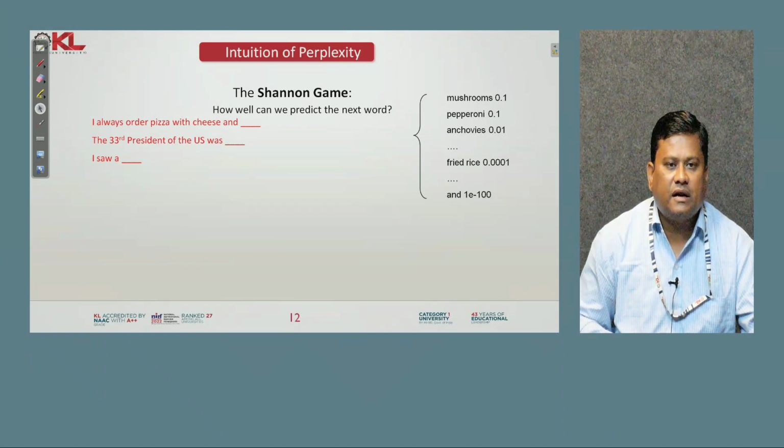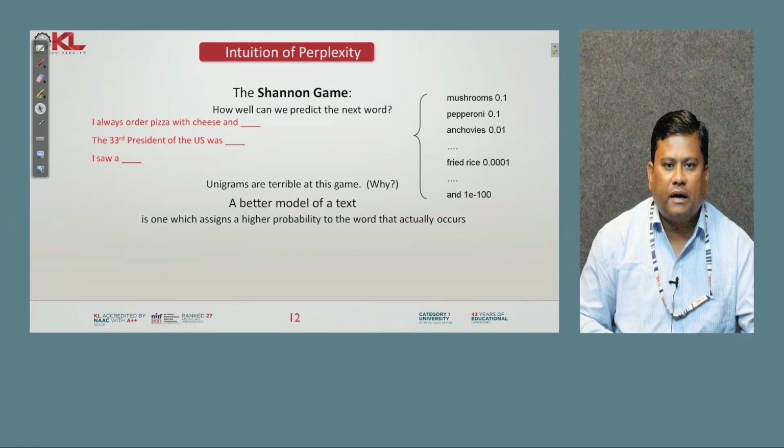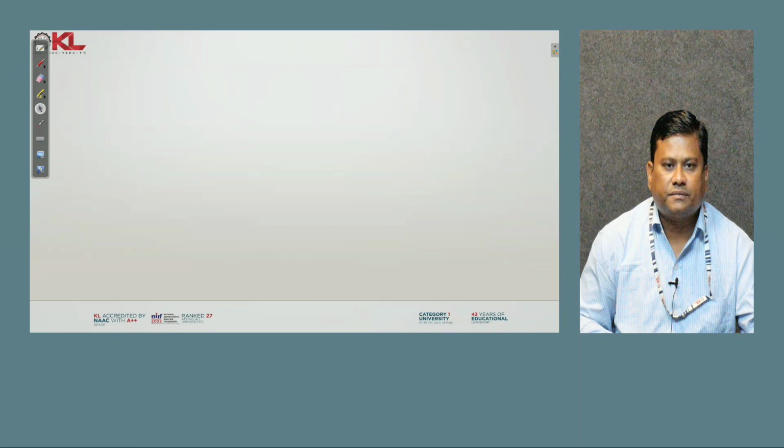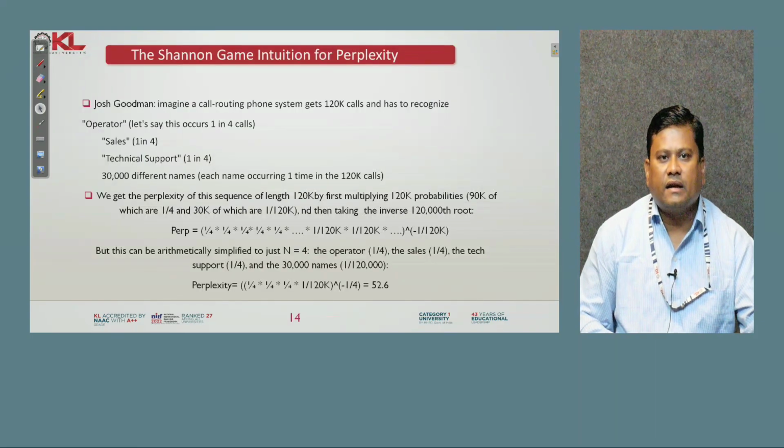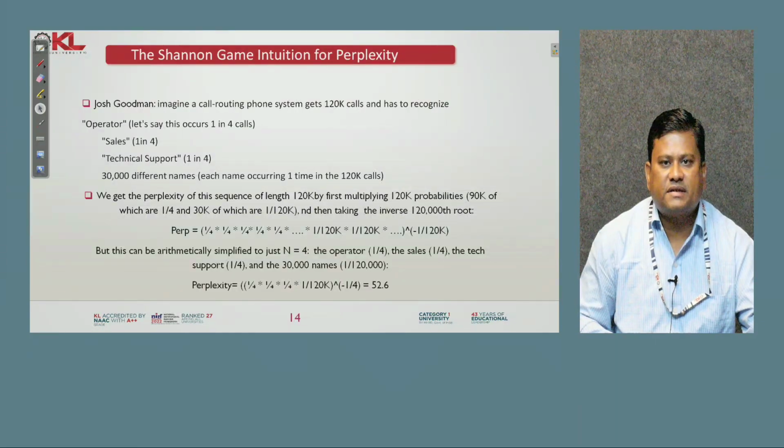The third president of the US was, what will be the predicted next word? So this is a Shannon game. I saw dash, so what will be the next word? So this is the intuition of the probability. Unigrams are terrible at this game. But a better model of text is one which assigns a higher probability to the word that actually occurs. This is the Shannon game intuition of perplexity.